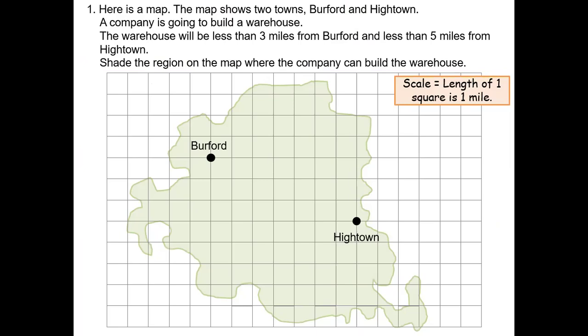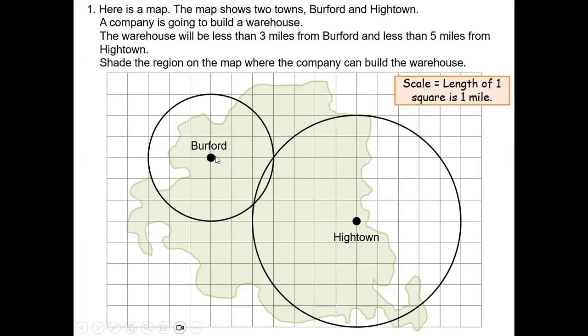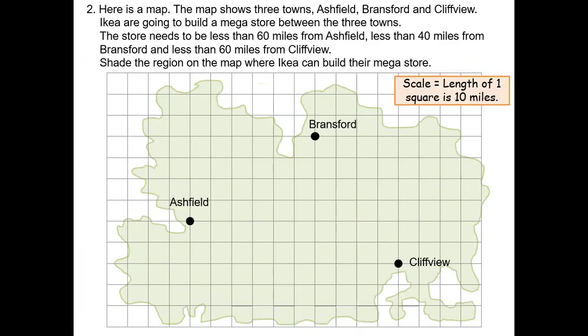So here we've seen that it's 3 miles, so we can do that 3 miles, and 3 miles is just 1, 2, 3, and draw the circle. And the next one, we have 1, 2, 3, 4, 5 miles, and where the 2 of them meet, that's your answer. Okay, let's look at another one.